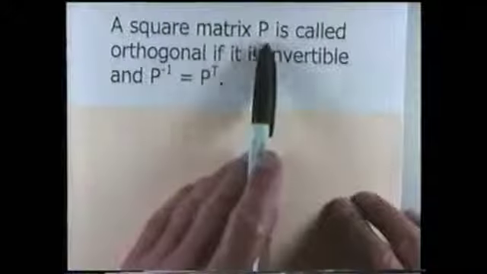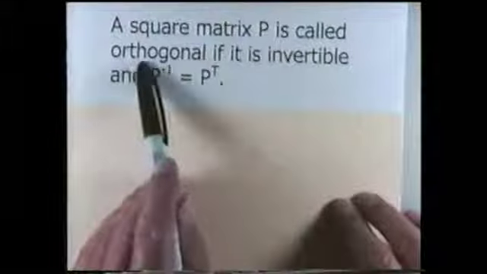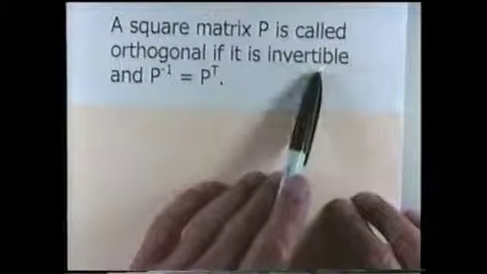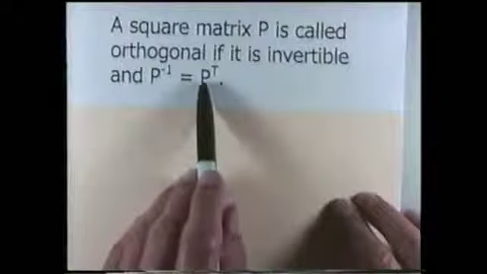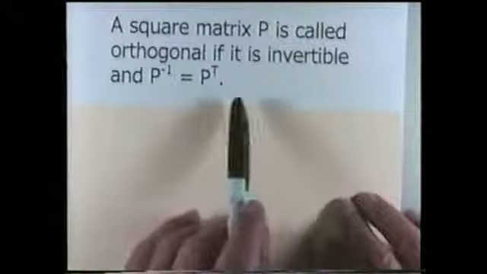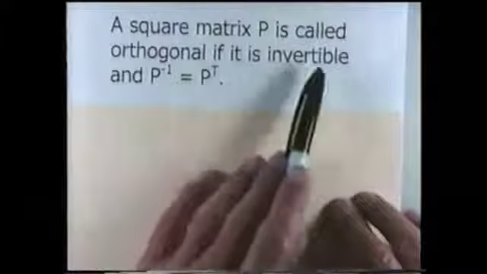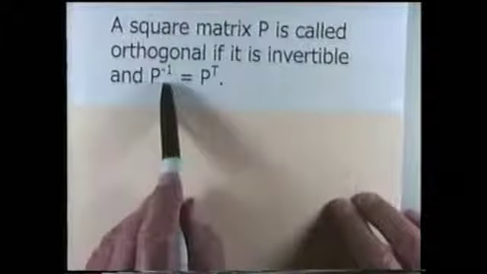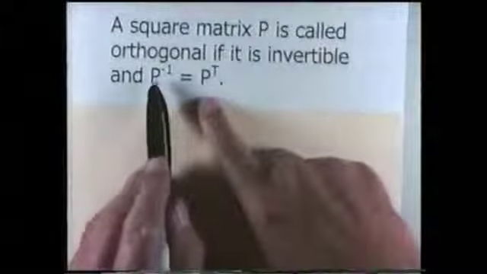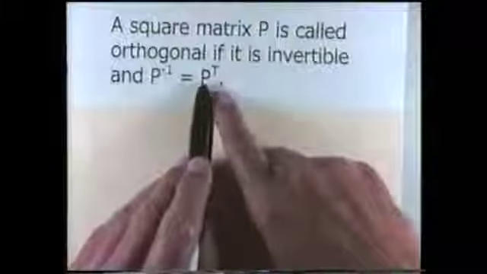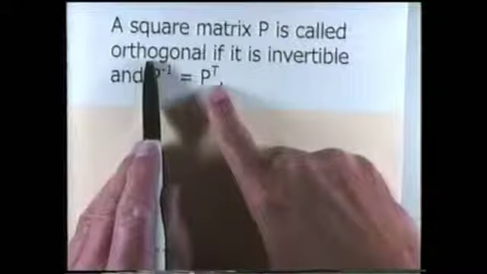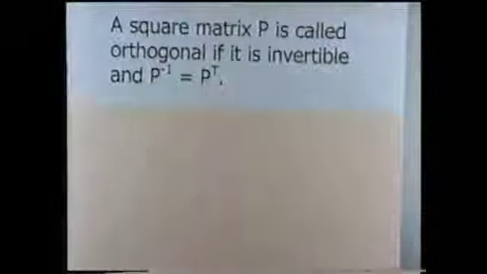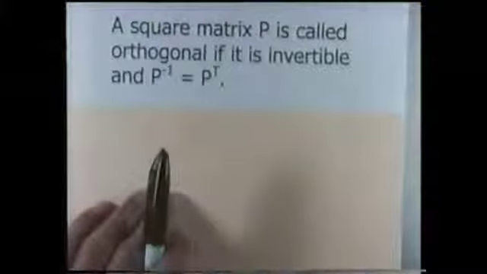A square matrix P is called orthogonal if it is invertible and P inverse is equal to the transpose of P. Now, of course, if it's not invertible, then we can't even talk about P inverse. So if the P inverse is the same as the transpose of P, then the matrix is orthogonal. Look at an example.